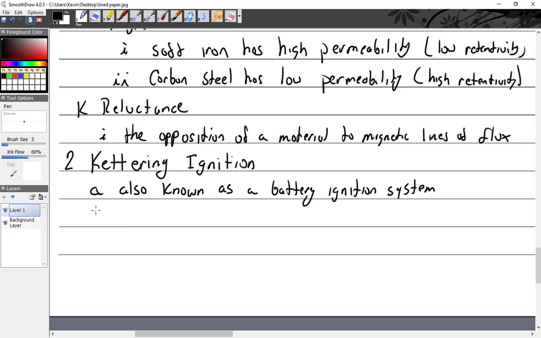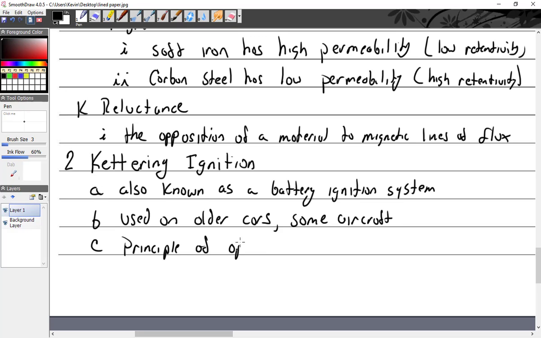All right. So where are we going to find Kettering ignition systems? Well, used on older cars, some antique aircraft, usually something like a homebuilt, not certified typically. I've never seen one on a certified aircraft. Nothing made since the 30s. Let's see, principle of operation.